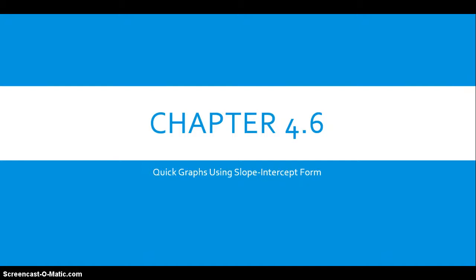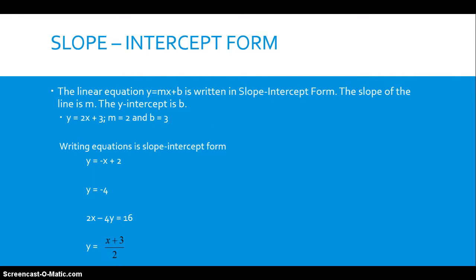And again, we used slope-intercept form a little bit yesterday, and we know that the equation for slope-intercept form is y equals mx plus b. The slope of the line is m, which we talked about yesterday, and now this is the new information. The y-intercept is b. Okay, the y-intercept is b.